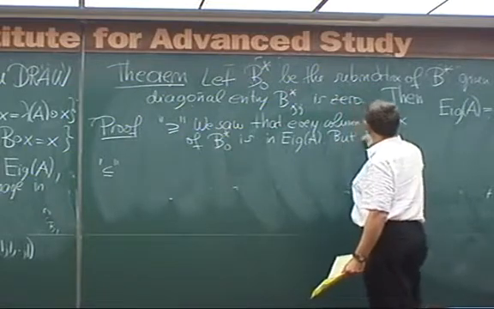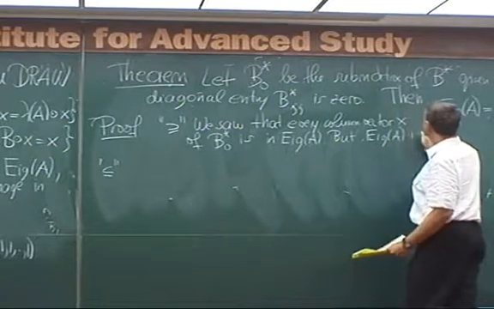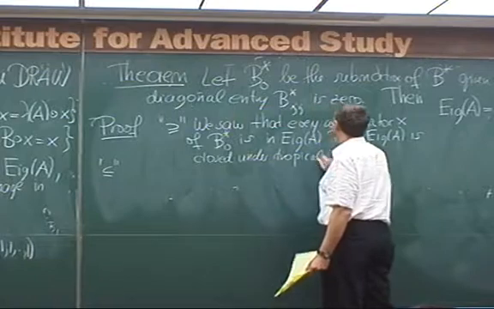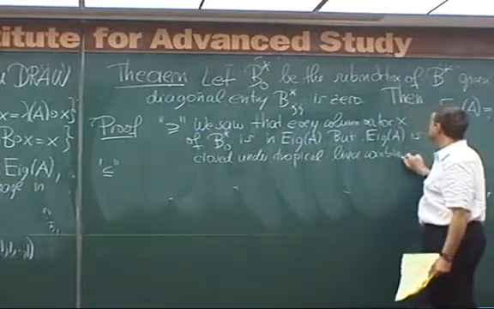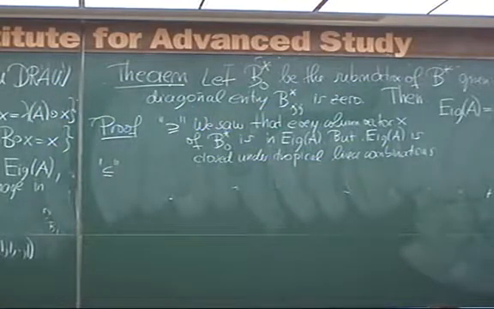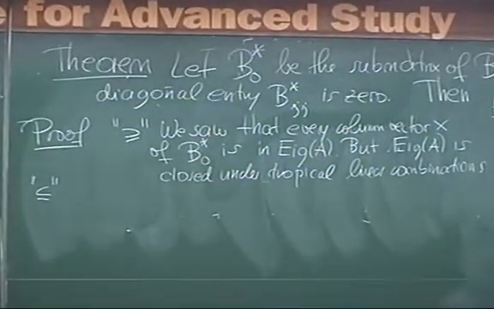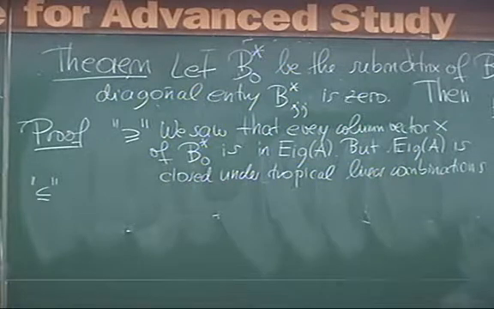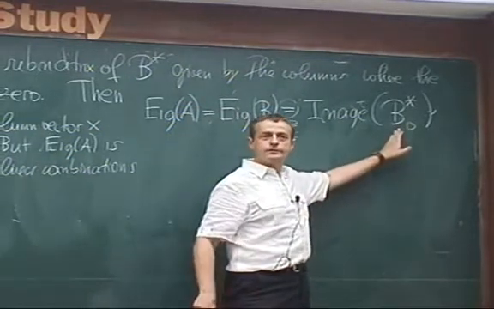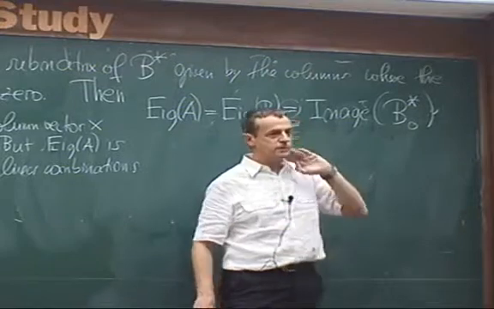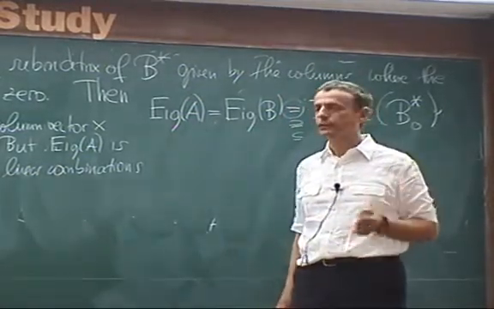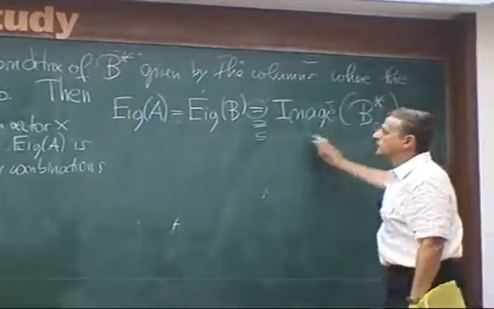However, the eigenspace is closed under tropical linear combinations. If x is an eigenvector and y is an eigenvector, then x plus y is an eigenvector, because there's only one eigenvalue. So therefore, this eigenspace is closed under tropical linear combination. So every column of this matrix is in the eigenspace. So therefore, the image of this matrix will be a subset of the eigenspace. Since the eigenspace is a tropical semi-module, it's closed under addition and multiplication, vector addition and tropical scalar multiplication. This one is contained here. So that's the easy part.